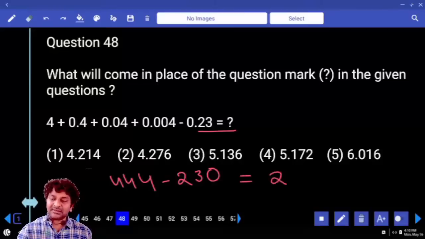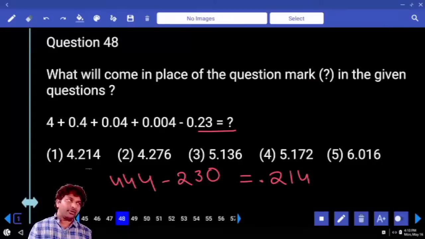You should treat it as a 3-digit number because maximum number of digits after decimal is 3. Your answer must end with 0.214. First final. We concentrated only on number after decimal.